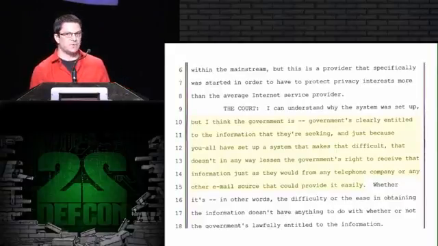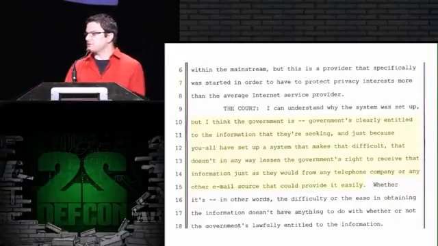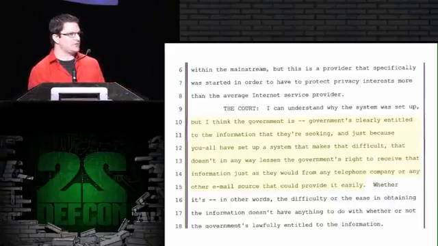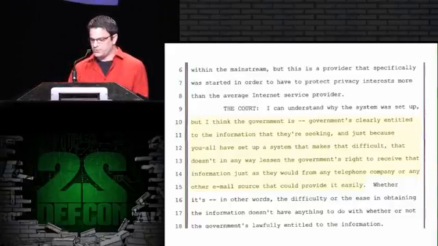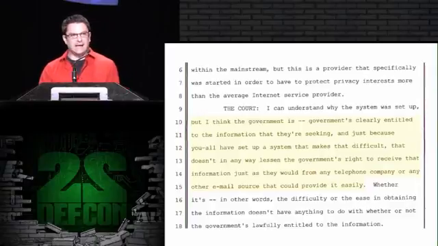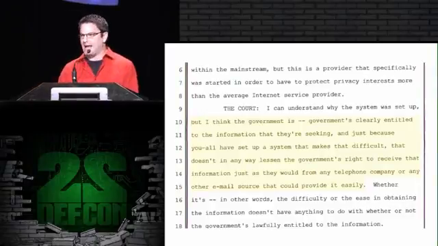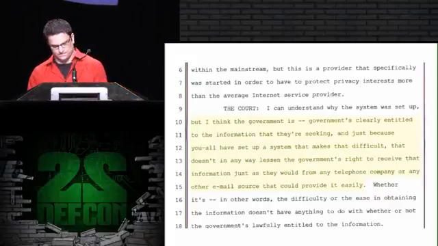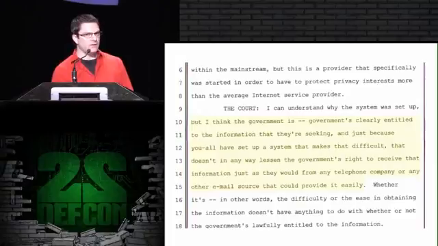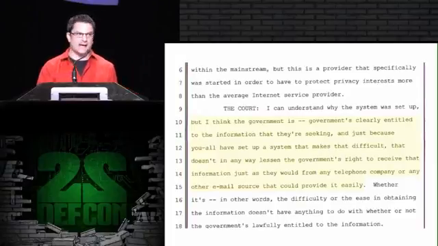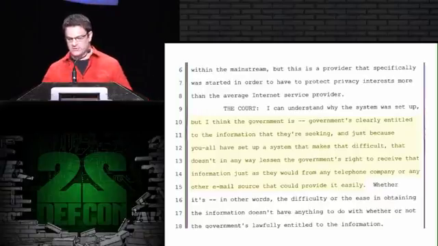Thought I'd use a couple of excerpts from my own case. This is a court transcript. And as you can see from the judge's very own words, today the court feels that they are entitled to access everyone's information. And the only way we can stop that is through the introduction of end-to-end encryption.